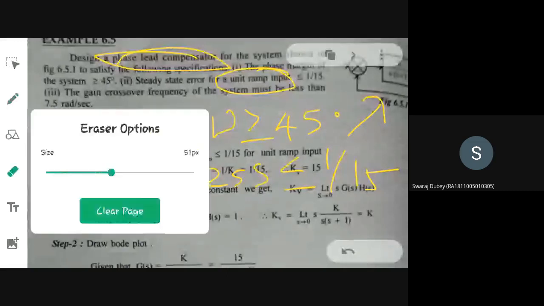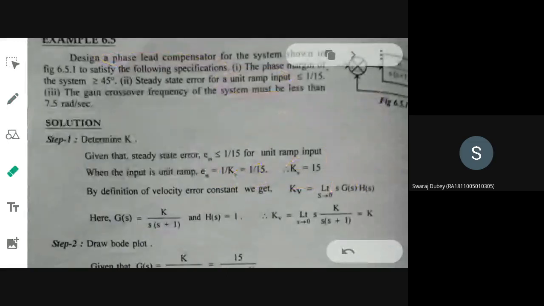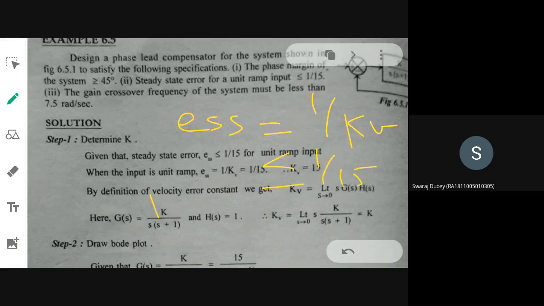Unit ramp means what error constant will you be discussing? Unit step means position, Kp. Unit ramp means Kv. So how can you relate ESS and Kv? ESS is equal to 1 by Kv. So that is less than or equal to 1 by 15. So Kv will be equal to 15.